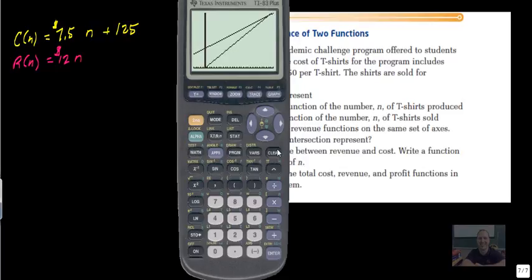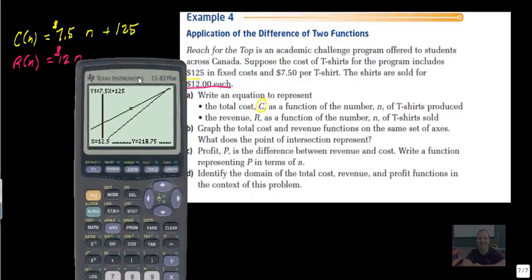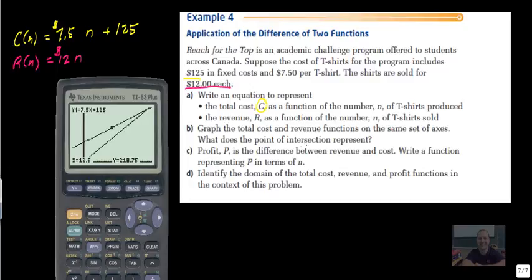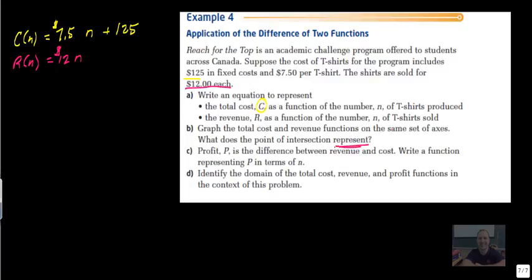And we get an intersection point. Barely, but there it is. It's on the screen, so that should work. So here's our two lines. You hit trace. This is the cost of the t-shirts, and this is the revenue function. So what does the intersection point actually represent? What does it represent? The intersection point. Anybody? It represents profit.